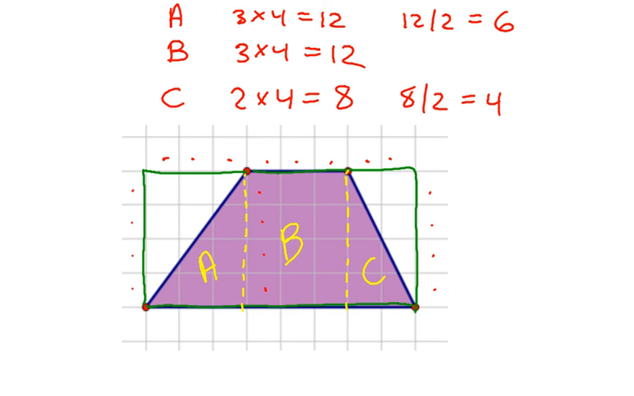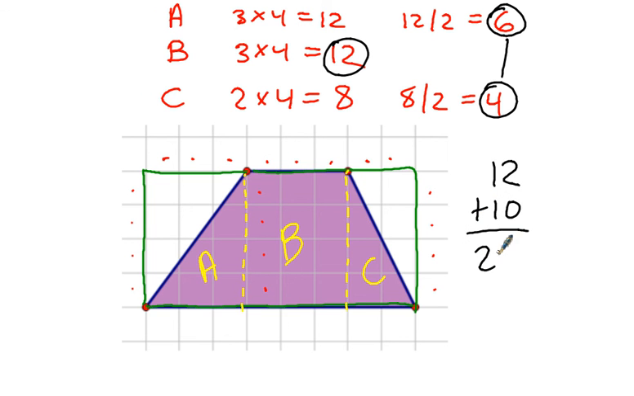Altogether, we have 6 for A, 12 for B, and 4 for C. I notice these make 10, and if I add that to 12, I'm getting a total of 22, and so the area of the trapezoid is 22 square units.